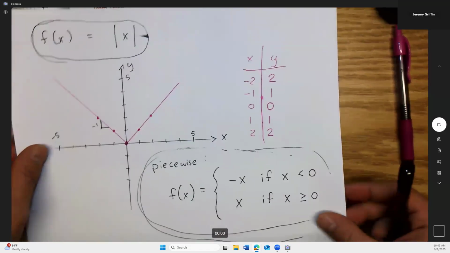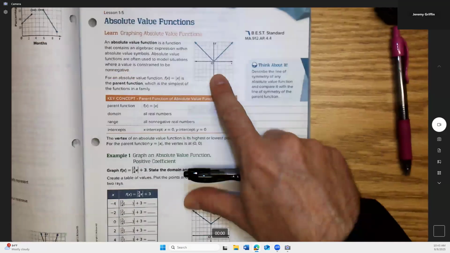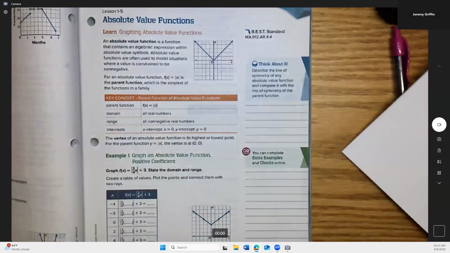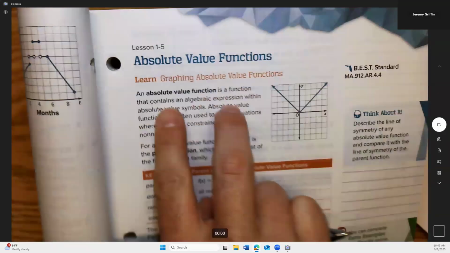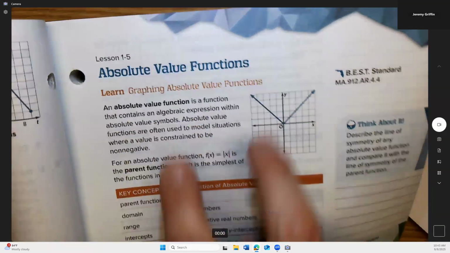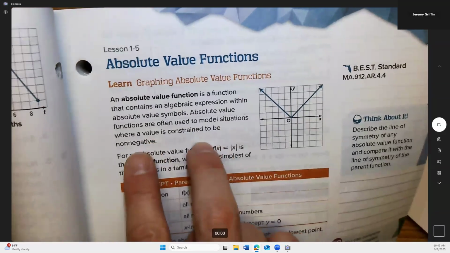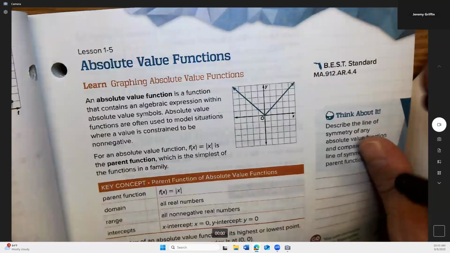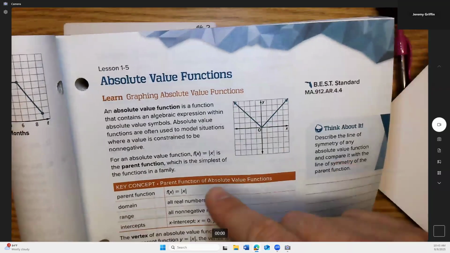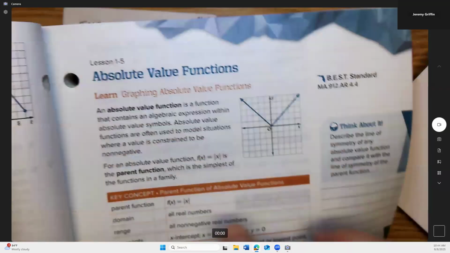You see that? Let's go back to the book and see where we are. But hey, that's what we just made right there. Look, it's that V graph. So what do they have to say about this? They say absolute value function: an algebraic expression with absolute value symbols, those vertical bars. They're often used to model situations where a value is constrained to be non-negative. There are some word puzzles eventually in the book that have to do with distance from some location, like going to the left location or the right location, but your distance. This is page 47.